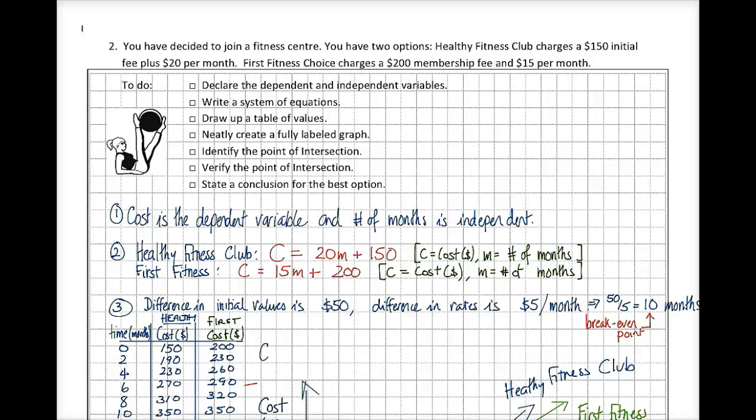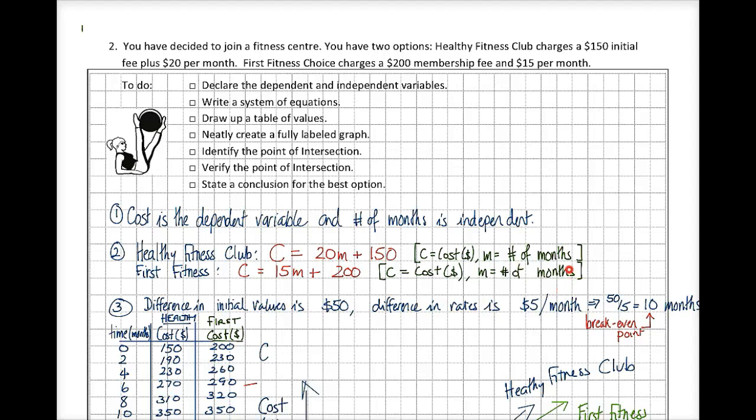Just to review independent and dependent variables, the independent variable is the number of months and the dependent variable is the cost. So the cost depends on the number of months. That's the way to think about it. If we were going to create equations for these two, then for Healthy Fitness Club, the cost would be 20, the rate of change, $20 per month, times the number of months plus 150, which is the initial value. For First Fitness, the cost is $15 per month multiplied by the number of months plus $200 as the initial value.